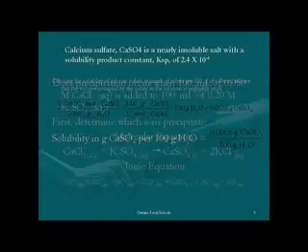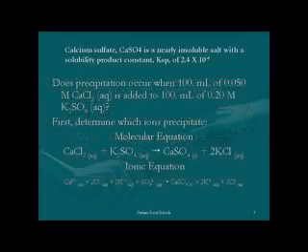Well, our next type of problem would be to predict whether a precipitation would occur when a solution of calcium chloride is mixed with a solution of potassium sulfate. We know that calcium chloride and potassium sulfate are both very soluble in water, but when we mix these solutions, will calcium and sulfate ion precipitate? That's what we want to know.